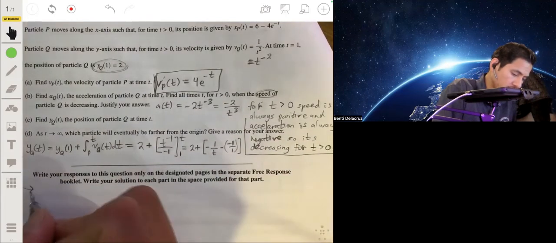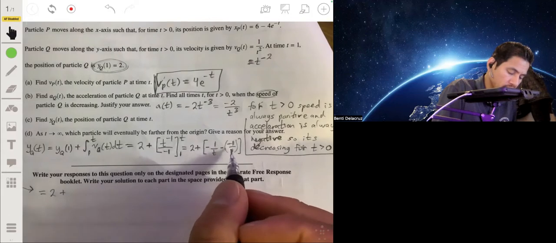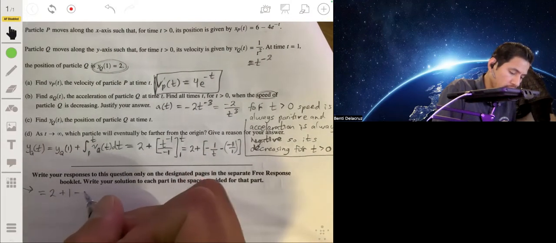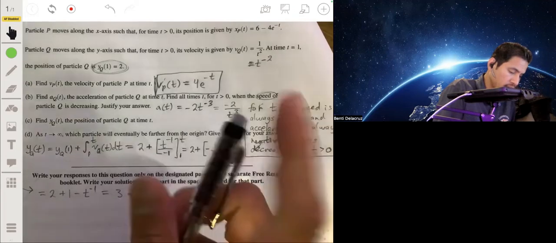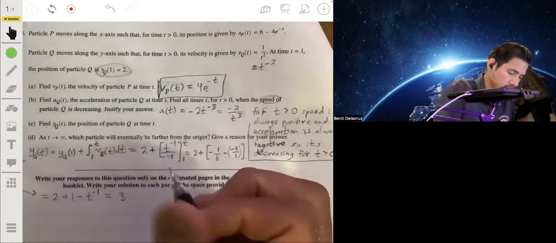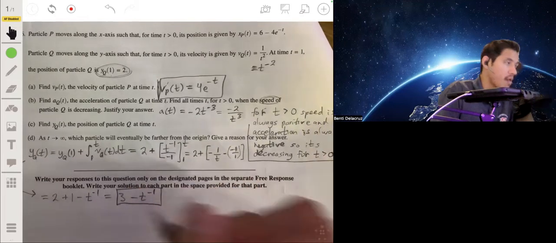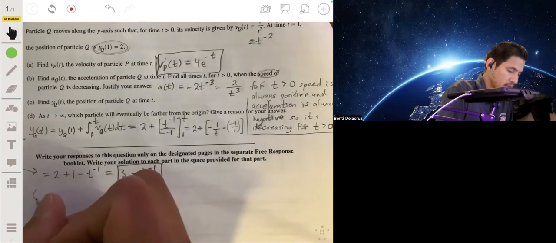I'm going to carry this over. So 2 plus, that'll be positive 1, 2 plus 1, minus t to the negative 1. So we get 3 minus t to the negative 1. That's part C.